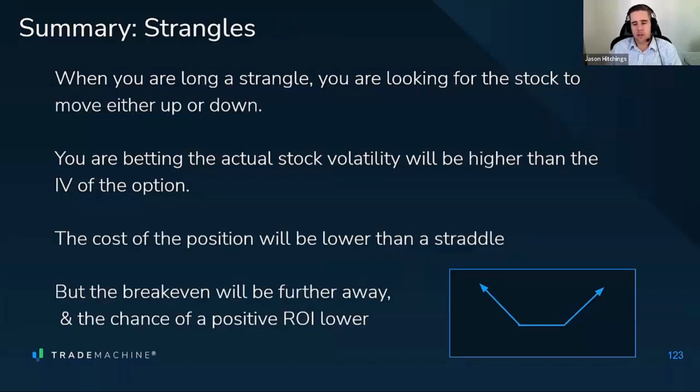When you are long a strangle, it's a lot like being long a straddle, except the stock has to move more in order for you to make some money. The initial cost is lower than if you bought a straddle. If the volatility assumptions in the market increase, that still helps you. And your break-evens will be a little bit further away, and so will your chances of turning a profit.